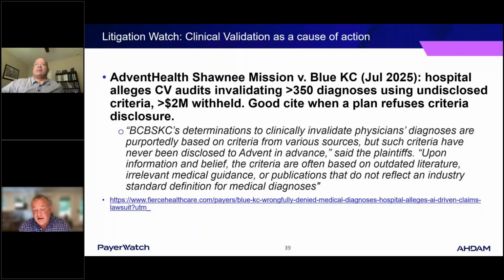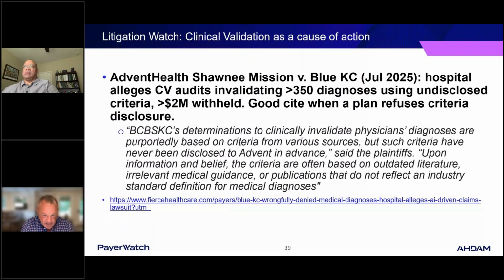And I think that thought, that these do not reflect an industry standard definition for medical diagnosis, is key to a lot of this. When we're looking at things like malnutrition and we see WHO criteria, World Health Organization criteria, being cited, which were never meant to be used in the Western world in hospitalized, acutely ill patients, and the insurers relying on that as their evidence, very similar to what we're seeing here.